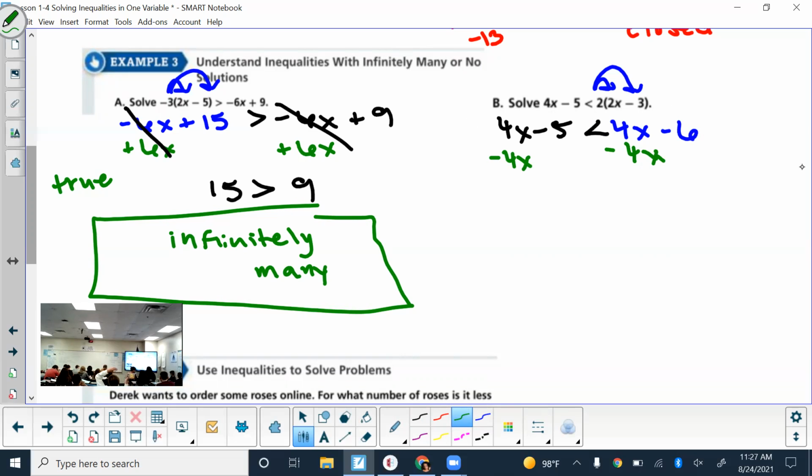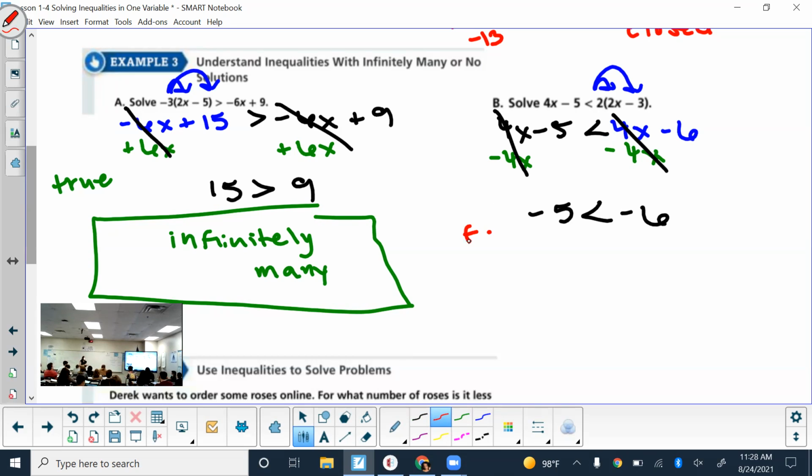On the left side, what happens to the x terms? Cancel out, so we have -5 less than, what happens here? And I just have -6. Now don't shout out yet. All right, really think about this. I know negative numbers are hard. Is -5 less than -6? It is not. This is false.